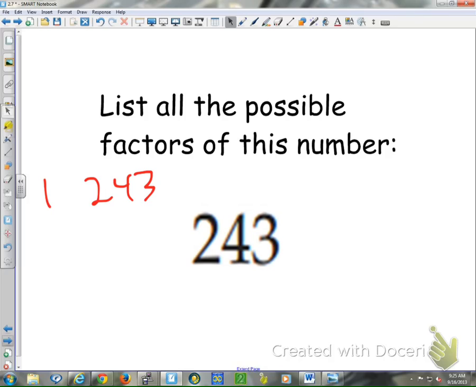3 and 81. What about 4? What about 5? What about 6? No, no, and no. 4 and 6 are impossible because it's not even. And 5, does it end in a 5 or a 0? Y'all remember any of this stuff? So 4, 5, and 6 are out.